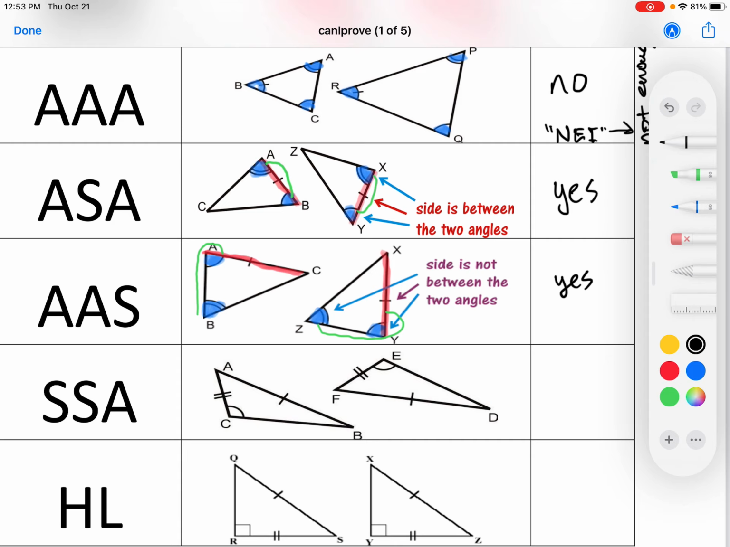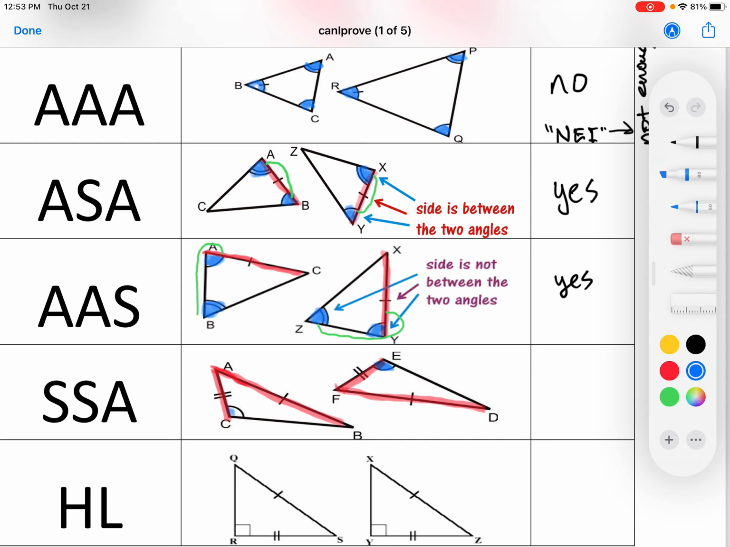Let's come on down to this next one. This next one is another similar thing. Up at the top of the page, we looked at SAS. This time we are looking at SSA. So again, we've got two sides and one angle, but this time there's a difference.